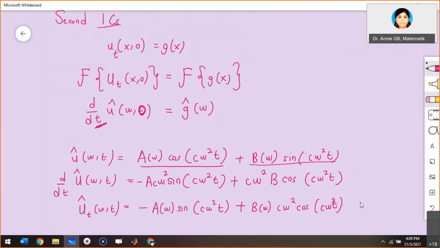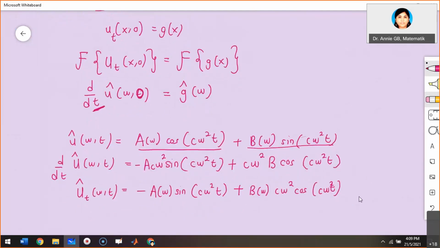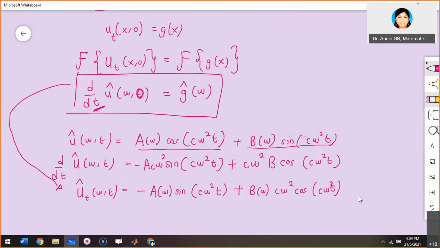Okay. Kita dah differentiate equation ni. Now baru kita nak apply condition kita. Baru boleh apply sebab dia dua-dua dalam bentuk derivative. So what happened when t equals to 0?